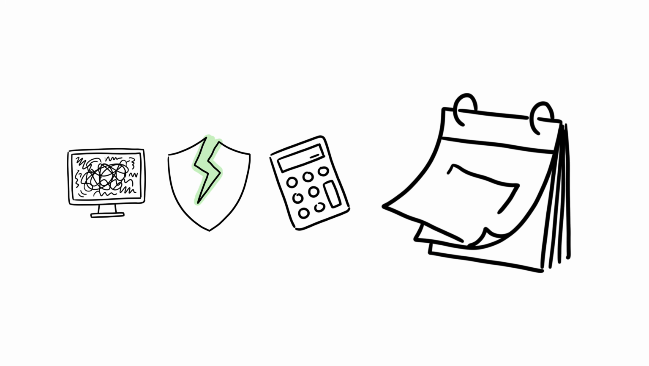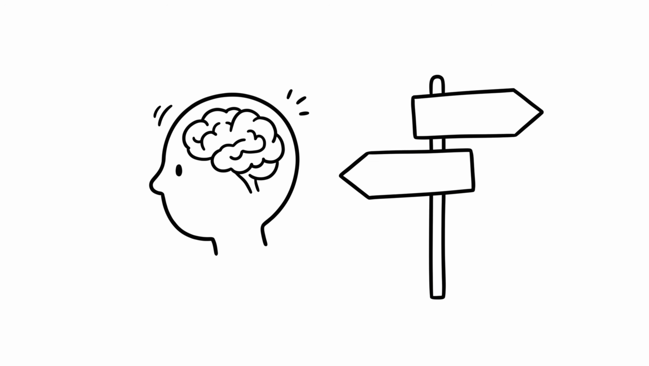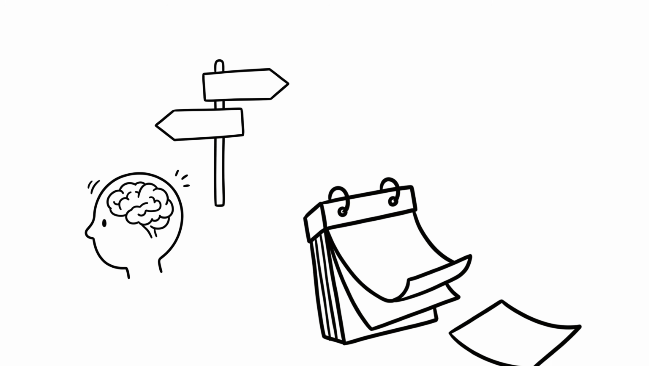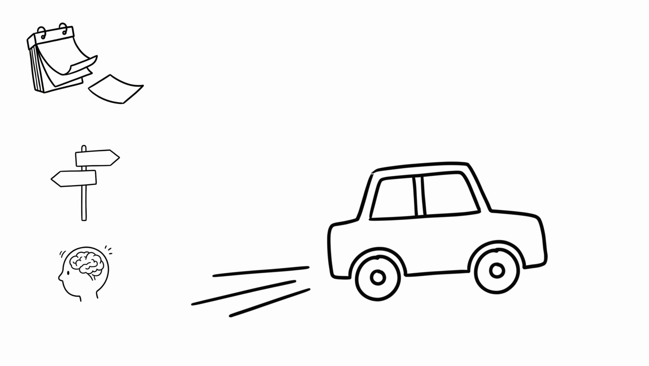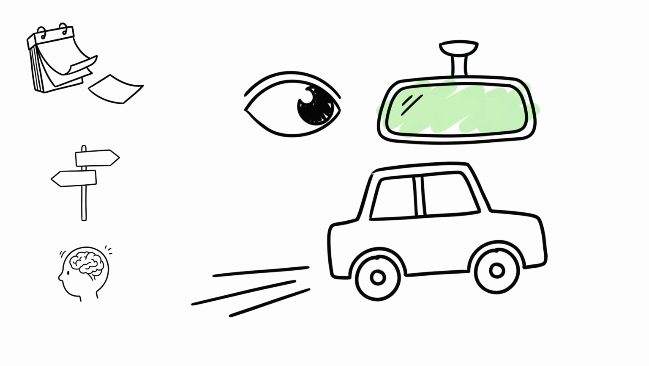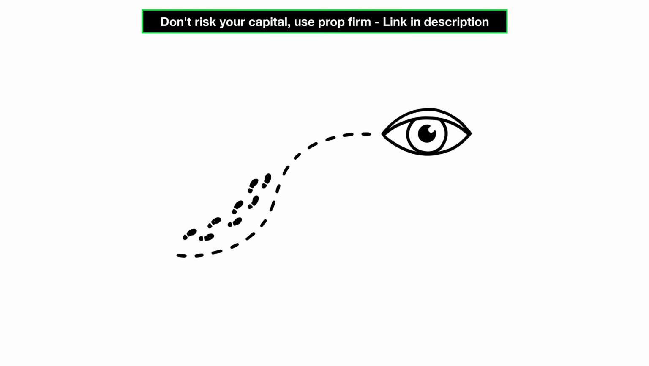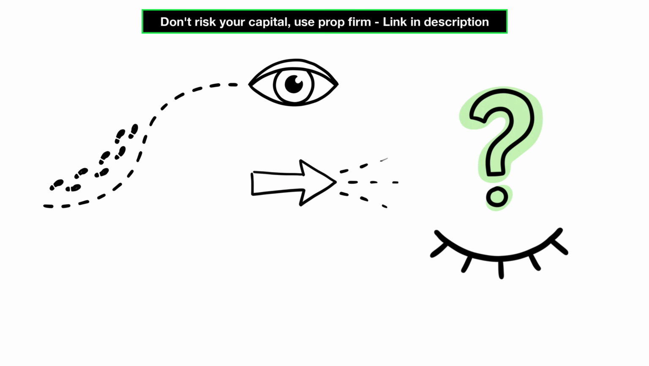Think about that for a second. You're making a decision about the future using a tool built entirely from the past. It's like trying to drive a car at full speed while only looking in the rearview mirror. You can see exactly where you've been. You have no idea what's coming.